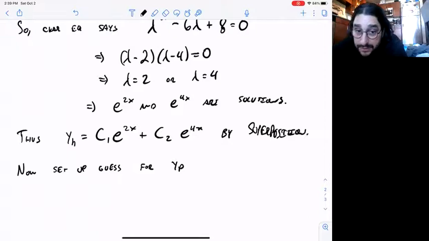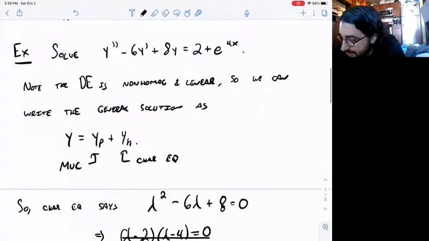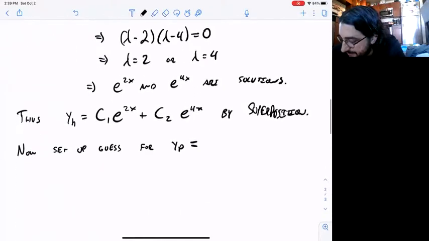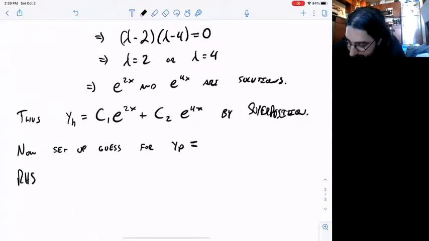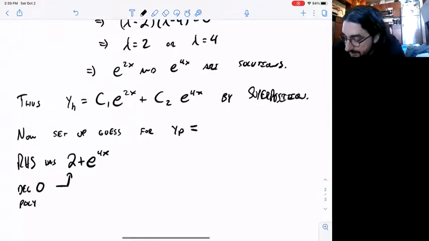For y sub p, right? So now, what do I want for y sub p? Look at the right-hand side. The right-hand side has 2 plus e to the 4x in it, right? So the right-hand side has 2 and an e to the 4x. So what is 2? 2 is a degree 0 polynomial. So what does that tell me to do?